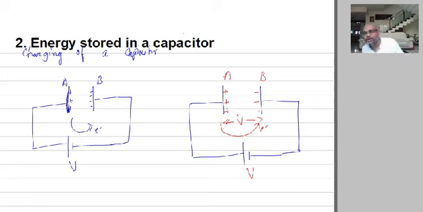And once you know how the capacitor is charged, now we will learn about the expression for energy stored in a capacitor. So the derivation is quite simple. Energy stored in a capacitor. Now we'll go to a fresh page. Energy stored in a capacitor.